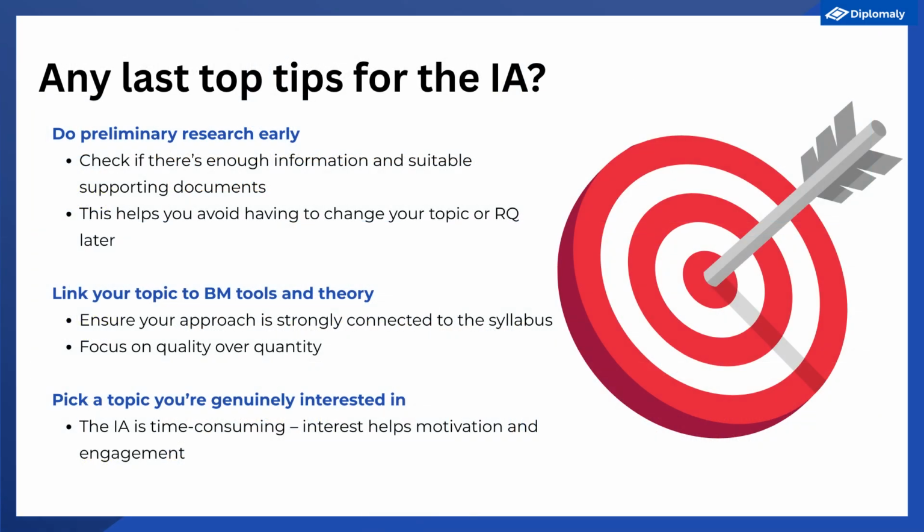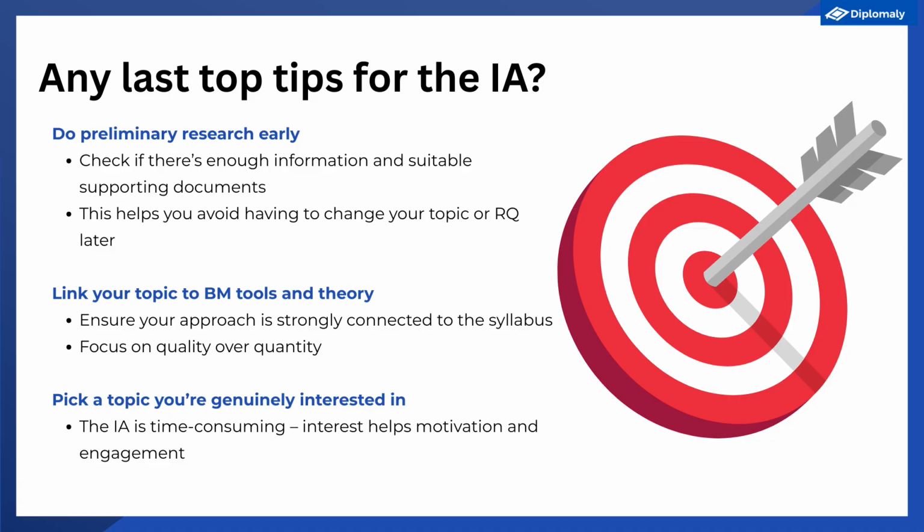Finally, some general top tips for the IA. Number 1, do some preliminary research on your topic. This will help you figure out whether there is enough information on your topic and give you an idea on whether you can find supporting documents. We've found that many students have changed their topics or research question late in the process, as there is not enough information to answer your research question. If you can prevent that from happening early on, you can save yourself time and stress later on.